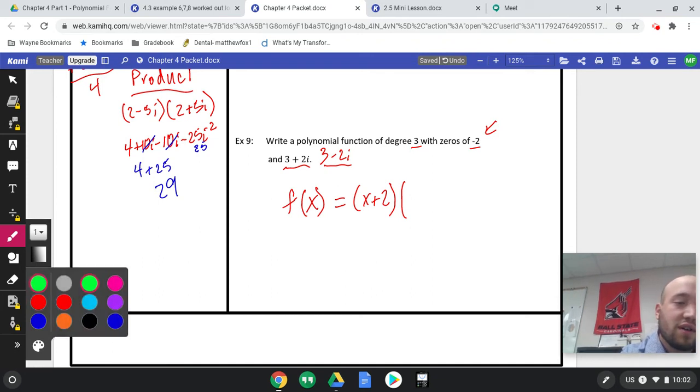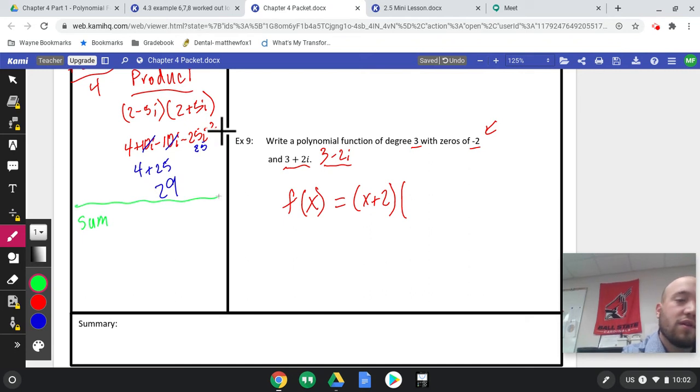So once again, start off with your sum. And maybe I'll put example 9 below that line. But our sum, we're going to add 3 plus 2i with 3 minus 2i. If we add straight down, we get 6. Okay. The 2i and the negative 2i cancel.